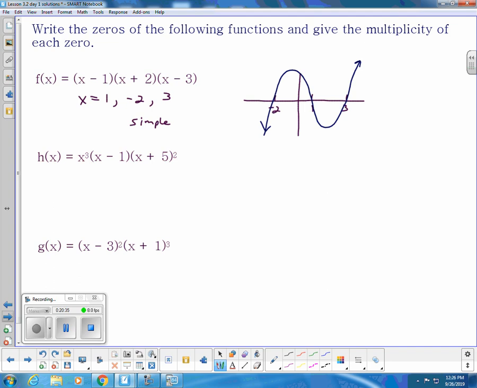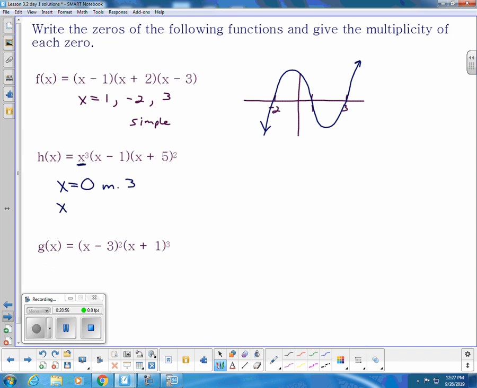Okay? And we're just doing quick sketches here. We're not getting real detailed. We're going to do detailed next. We have, again, 3 different zeros here. The first one is x equals what? If I set this guy equal to 0, what would I get? 0, what's its multiplicity? 3.